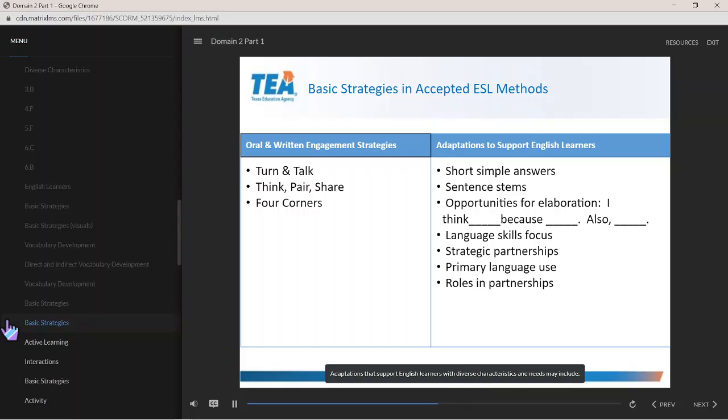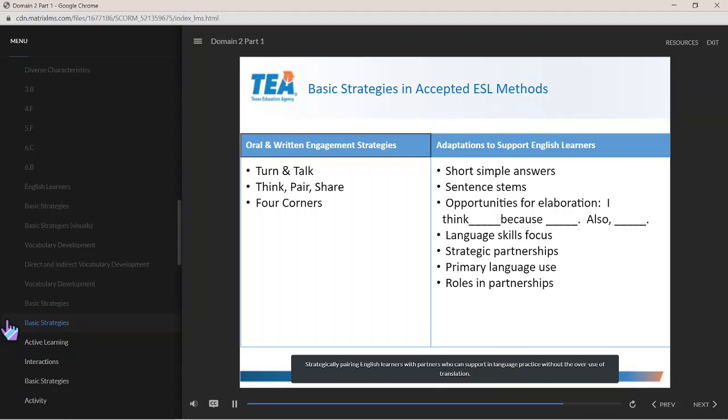Adaptations that support English learners with diverse characteristics and needs may include allowing for short, simple answers when establishing routines, emphasizing eye contact, taking turns, and active listening through body language. Once a routine is consistent, providing sentence stems to structure responses into complete sentences. As students advance, offering add-on scaffolds and opportunities to elaborate with connectors such as "I think blank because blank," "also blank." Focusing on improving listening, speaking, reading, writing, and thinking skills rather than right or wrong answers.